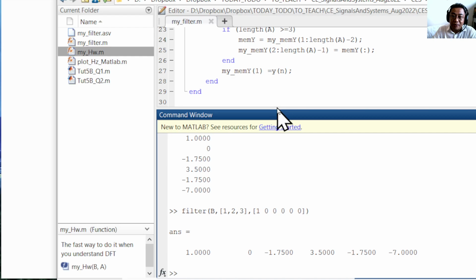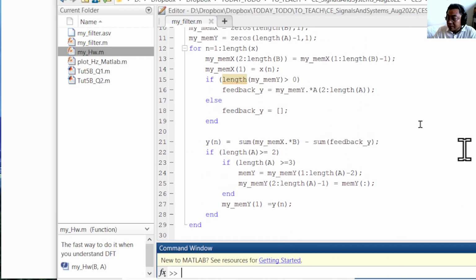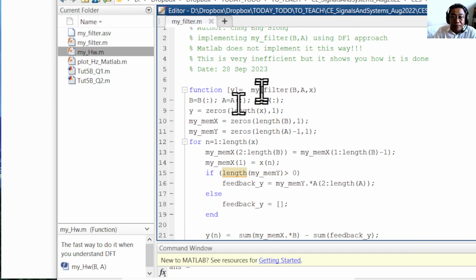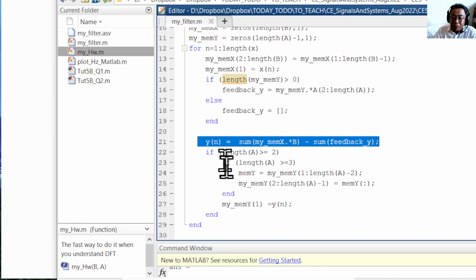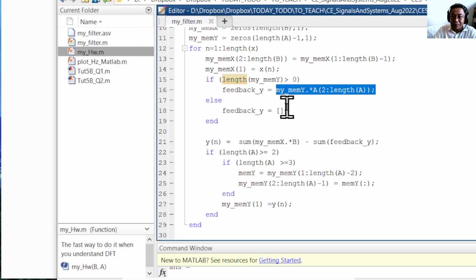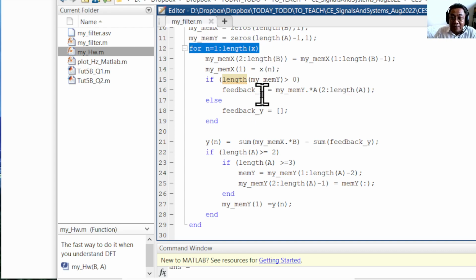So what is my filter? Well, I implemented the program here. You can take a look. I wrote it on the 28th of September, which is today, and you'll see how I did it. It is about 20 lines of code. Okay, go and take a look. And this is the output, yn, summing b times the memory and the feedback, where the feedback is a times the memory. Okay, the rest is basically housekeeping, as n goes from 1 to the length of n, where n is the number of samples in x.